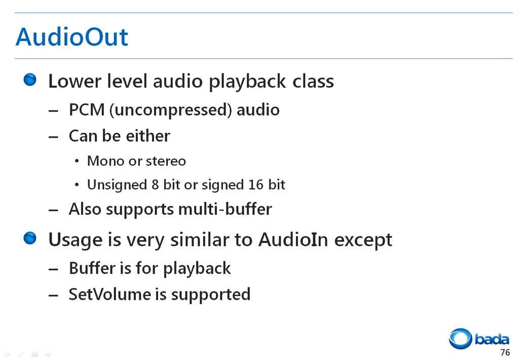The Audio Out class supports low-level audio playback. The playable data is uncompressed PCM data. Like the Audio In class, this class supports mono and stereo channels. This class also supports a sample depth of 8-bit and 16-bit and provides multi-buffer support. The Audio Out class is very similar to the Audio In class, except that the data of the buffer is not recorded but played. This class provides the set volume function so that the user can control the volume during playback.